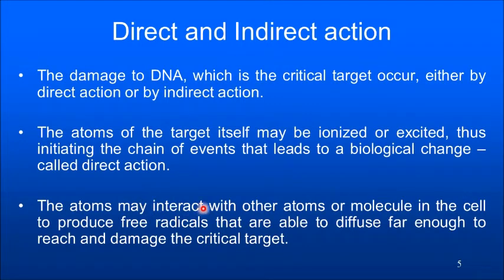The atoms may interact with other atoms or molecules in the cell to produce free radicals that are able to diffuse far enough to reach and damage the critical target, that is the DNA. This is called the indirect action.